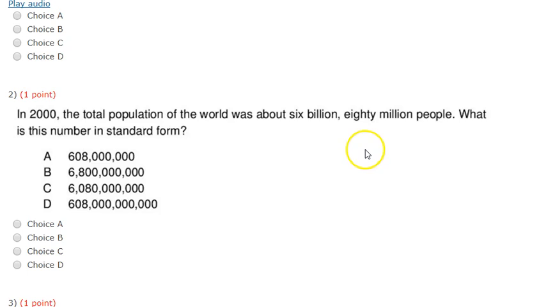Question 2. In 2000, the total population of the world was about 6,080,000,000 people. What is this number in standard form? So this number that I just read to you, what does it look like in standard form with actual numbers? Is it A, B, C, or D? Again, 6,080,000,000 people.